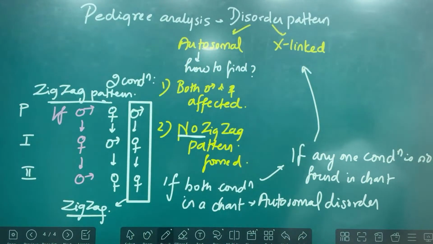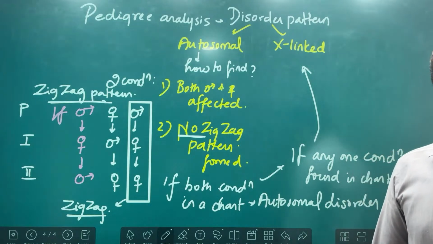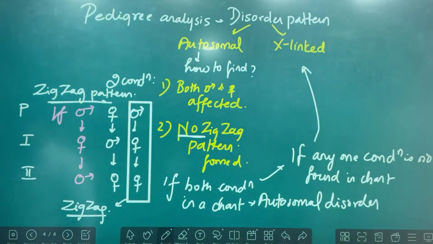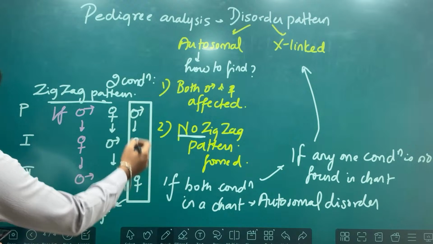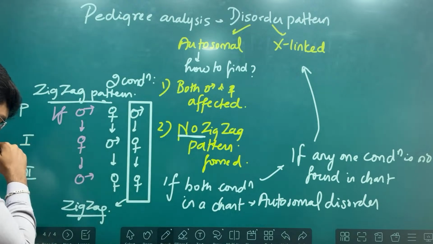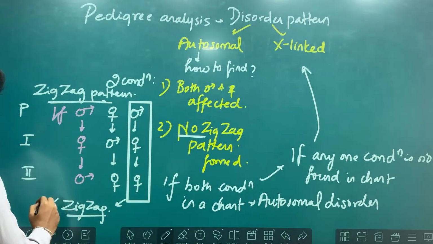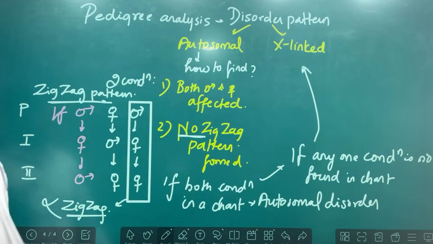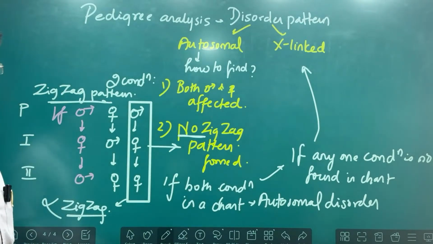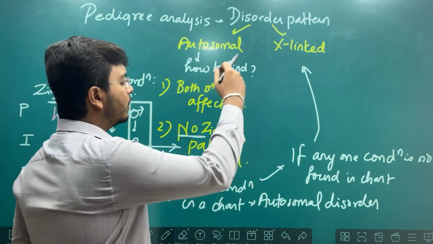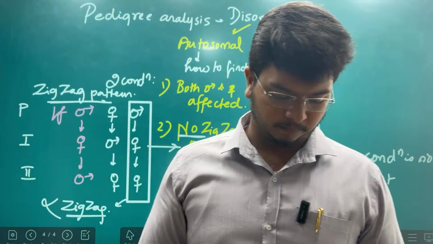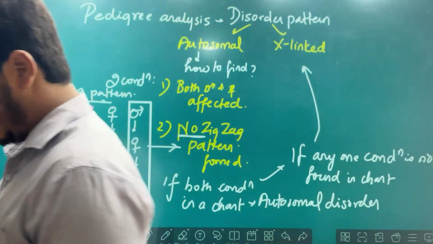Is it called as zigzag or not? Yes or no? Is it a zigzag? Male affect ஆயிருக்காங்க, அதுக்கப்புறம் ஃபீமேல் அஃபெக்ட் ஆயிருக்காங்க, தென் அதுக்கப்புறம் திருப்பி ஃபீமேல் அஃபெக்ட் ஆயிருக்காங்க. இதுக்கு பேரு zigzag-ஆ? Answer is no. This is not a zigzag. If this is not a zigzag, then this condition is perfect. Okay, there is no zigzag pattern. Okay, அப்ப என்ன possibilities இருக்கு? அது autosomal இருக்க possibilities இருக்கு. Then I have to say whether both male and females are affected or not. Got it? Okay, fine.